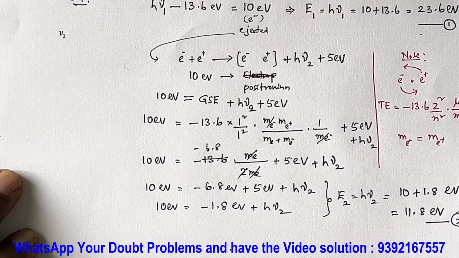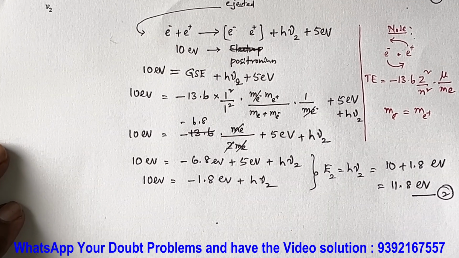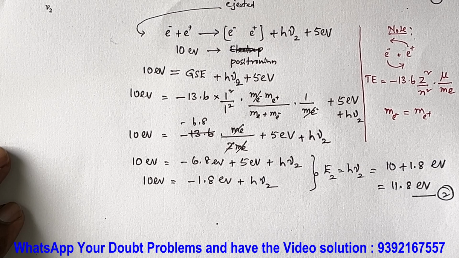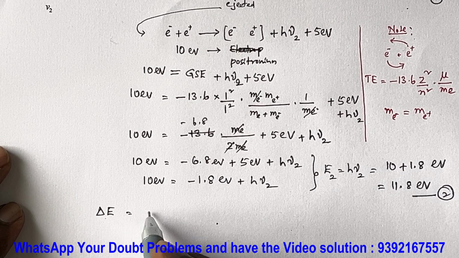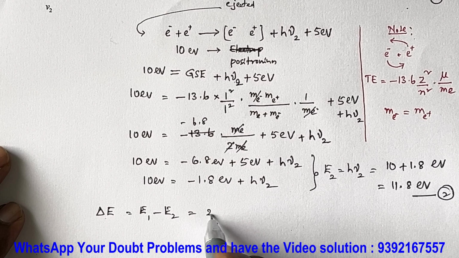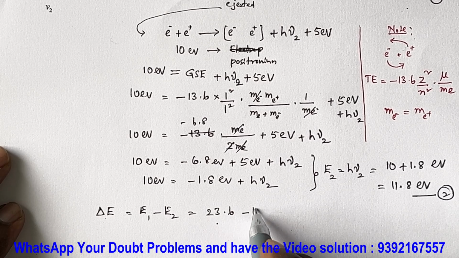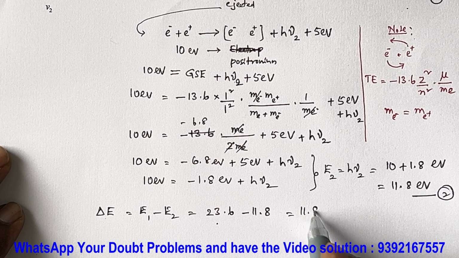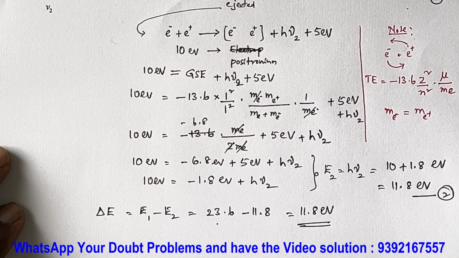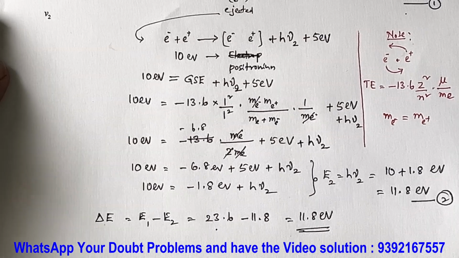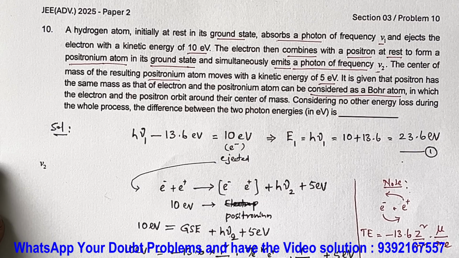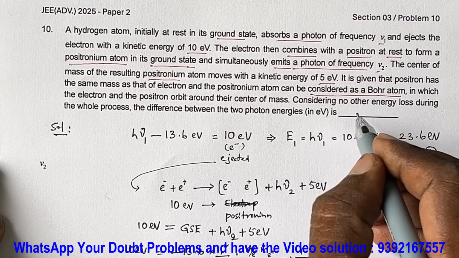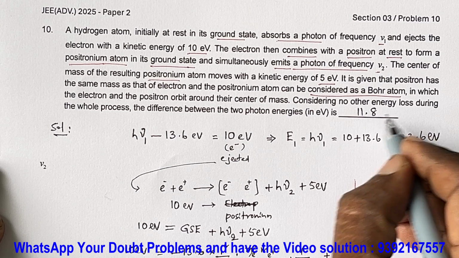That is equation 2. What we have to calculate in the problem is the difference between the two photon energies. The difference is E1 minus E2, which is 23.6 electron volt minus 11.8, so that is 11.8 electron volt. So let us revisit the problem. The answer for the numerical question 10 is 11.8 electron volts.